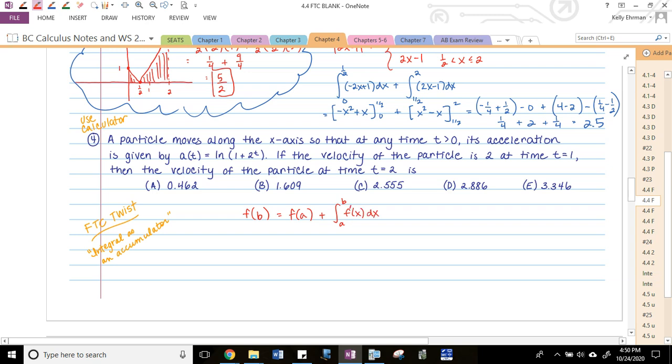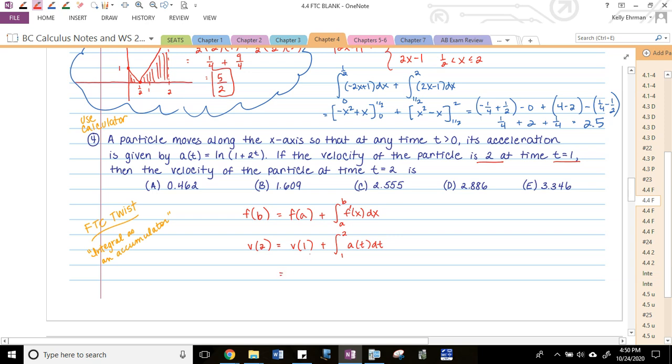Sorry, f prime x dx. Makes a difference. Okay, so what do I know here? I want to find not f of 2, I want to find v of 2. And I am given v of 1. I can say start at v of 1 and add the integral from 1 to 2 of a of t dt, since everything's with respect to t instead of with respect to x.